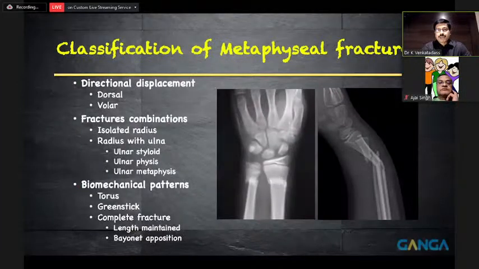When you look at the classification, in this lecture I'm going to discuss distal radius metaphyseal fractures and physeal fractures separately. You can classify the metaphyseal fractures based on the direction as dorsal or volar fractures, and based on the fracture combinations, you can have either isolated radius fracture or radius with associated ulna fractures. Isolated ulnar fracture in this age group is a very rare injury. Based on biomechanical patterns, you can classify the fractures as torus fracture, either greenstick or complete fractures.